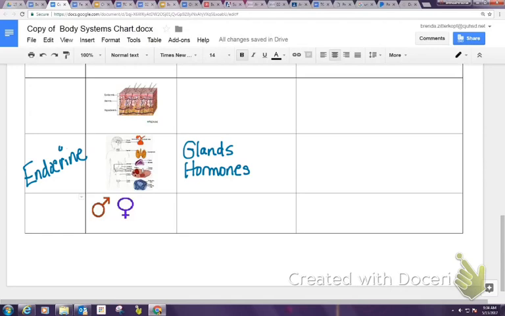What system does the endocrine system work really closely with? There's two I can think of. Well, the reproductive system is definitely influenced by the endocrine system. I would agree with that. But which system stimulates the endocrine system? Think of where your master gland is located. In the brain. So when I say master gland, I'm talking about the pituitary gland.